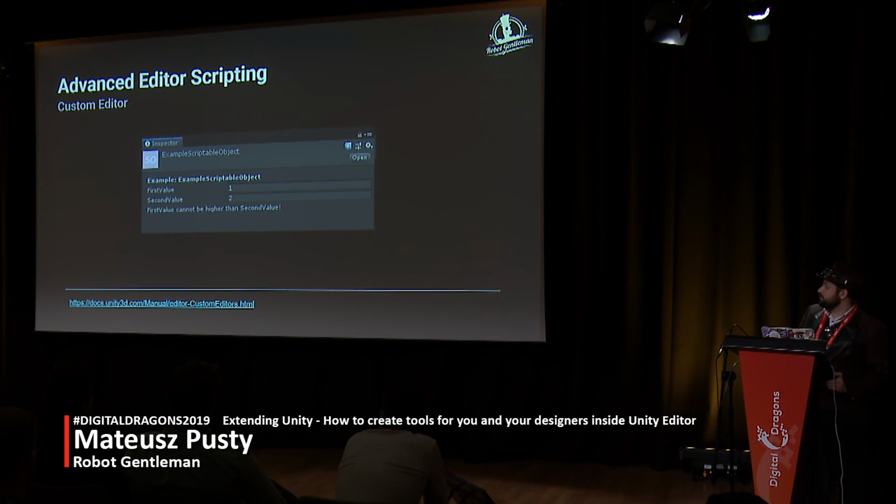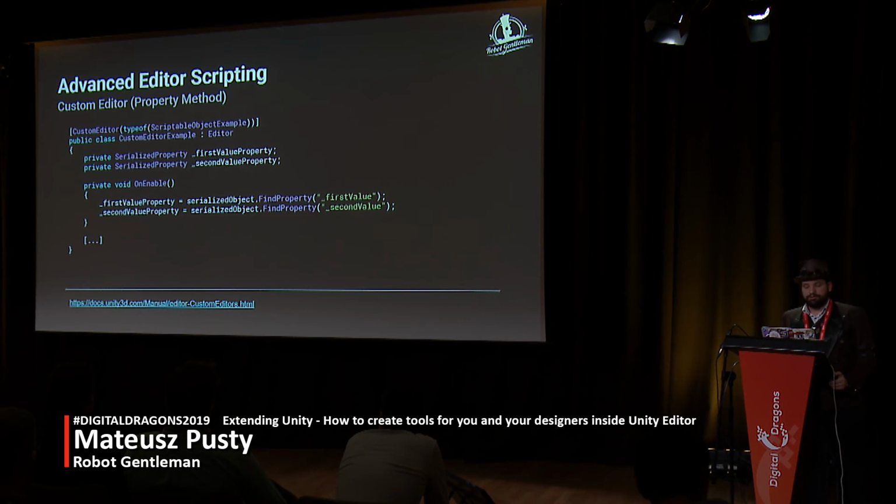This is the direct method that operates directly on the data from the object, and it produces something like this, but we can also use the property method that operates directly on the serialized data that we've seen in the YAML file. And we do it through creating serialized properties, finding these properties from the serialized object. It's like the target, but the serialized version of it.